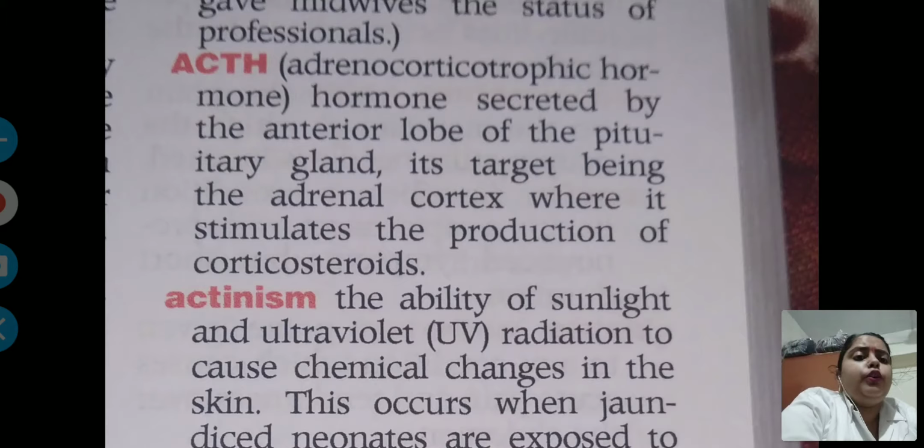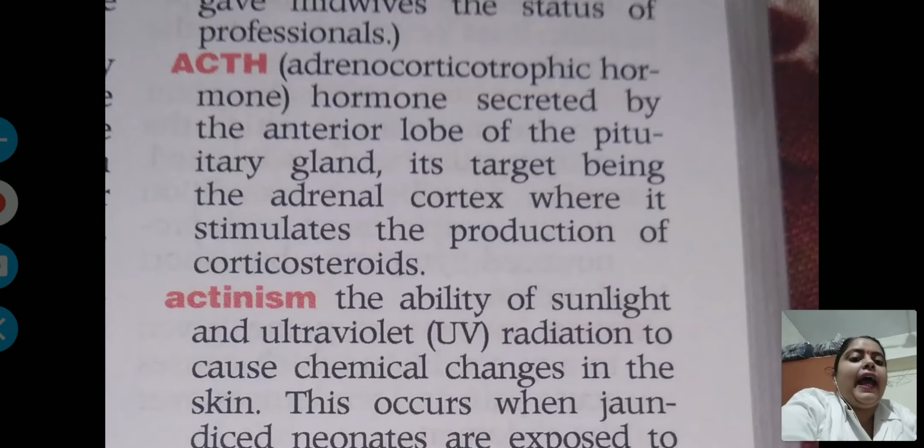So adrenocorticotropic hormone is secreted by the anterior lobe of the pituitary gland. Its target is the adrenal cortex. That hormone goes to the adrenal cortex, where it stimulates the production of the corticosteroid hormone.